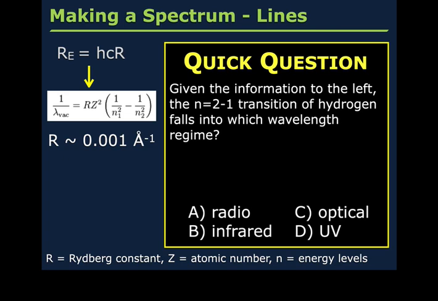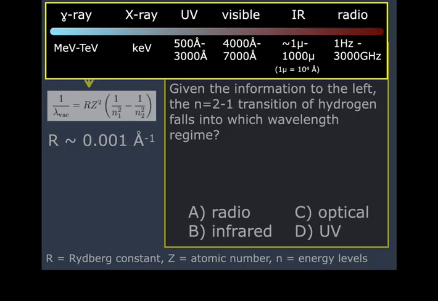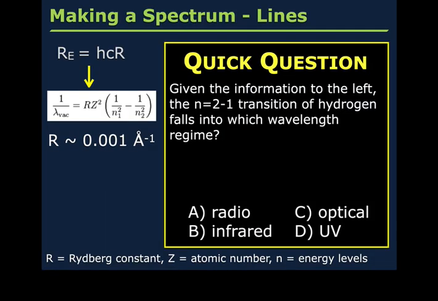So, the 2-to-1 transition of hydrogen. Plug those numbers in, plug in the atomic number of hydrogen, which is 1, plug in our approximation for the Rydberg constant, and then see what wavelength you get out. As you're doing this, I'm going to pop up our electromagnetic spectrum schematic to remind you which values correspond to roughly which wavelength regimes. So take a second to do this, pause the lecture if you want, and then we'll come back and we'll look at what the answer is.